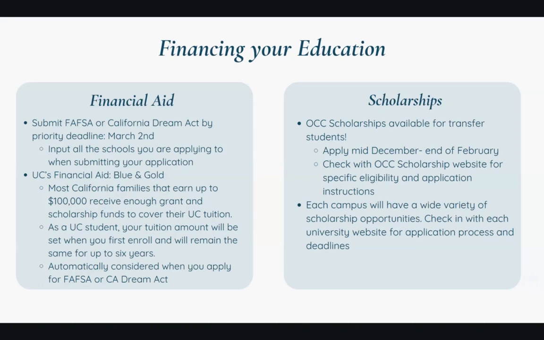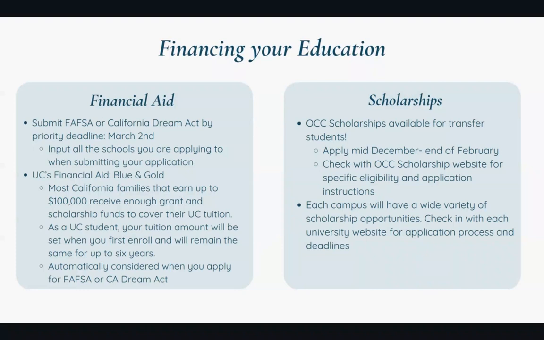Some options to finance your education will be financial aid. Submit your FAFSA or California DREAM Act by the priority deadline, which is March 2nd. You will input all the schools you are applying to when submitting your application. If you're applying to the UCs, they do have a Blue and Gold program. Most California families that earn up to $100,000 receive enough grant and scholarship funds to cover their UC tuition. As a UC student, your tuition amount will be set when you first enroll and will remain the same for up to 6 years. You are automatically considered for the Blue and Gold program when you apply for FAFSA or the California DREAM Act. You can also finance your education with scholarship opportunities.